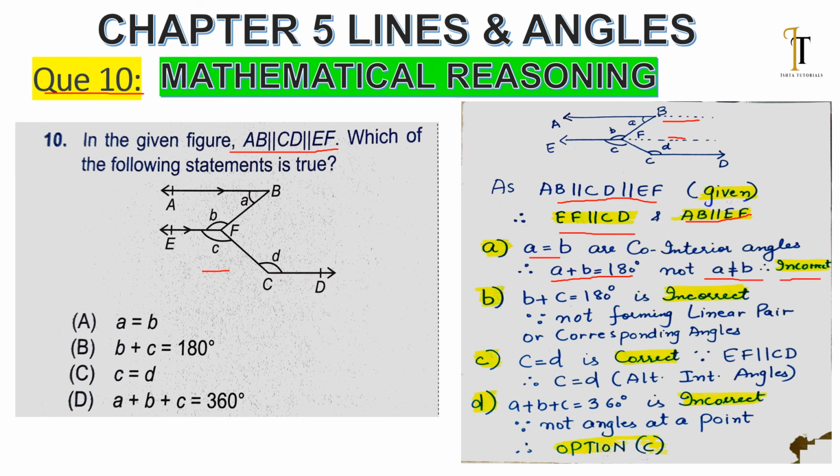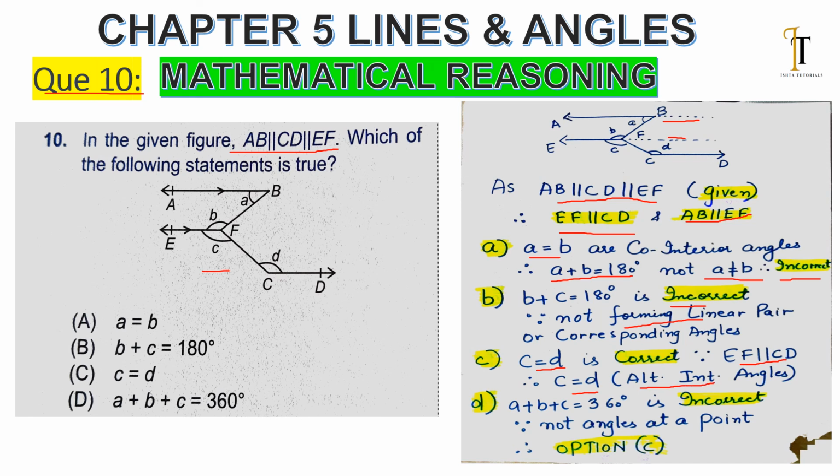Now let's check option B. In B, it's given B plus C is equal to 180 degrees, but they are not forming a linear pair anywhere. So again, statement B is incorrect. Let's check C. Here C is equal to D. Yes, here EF is parallel to CD and C is equal to angle D because the reason is alternate interior angles.